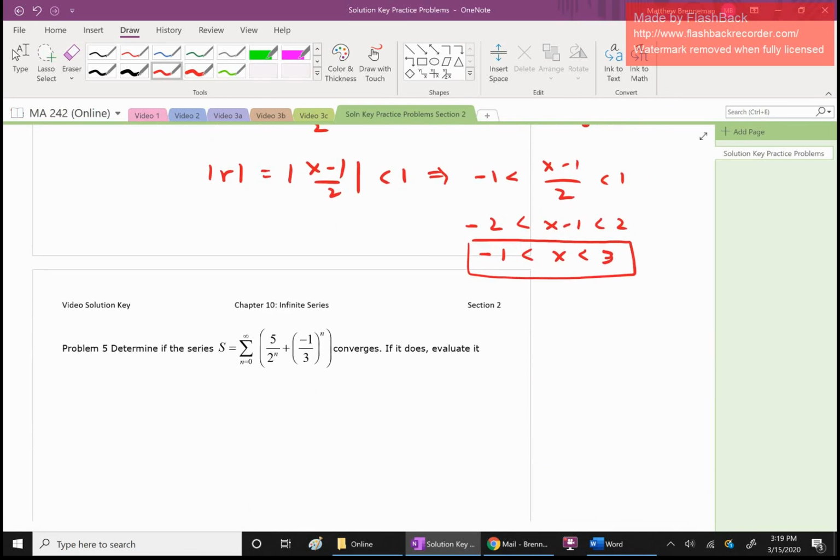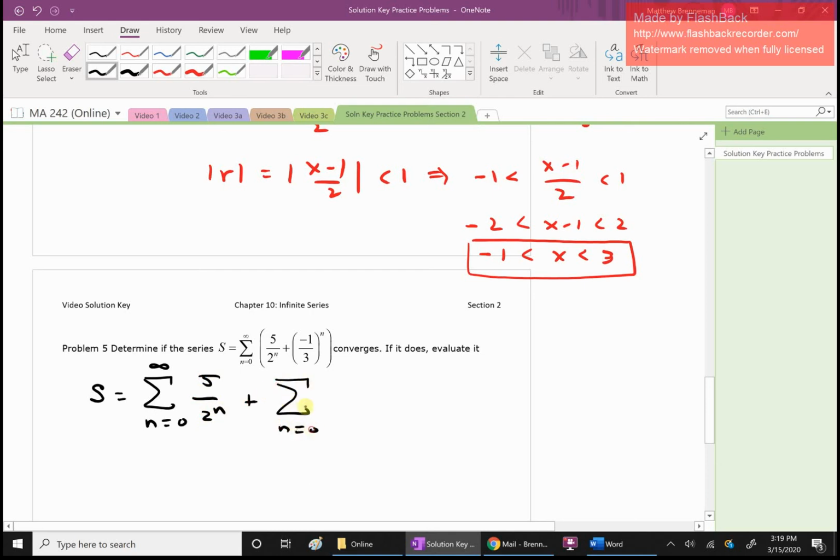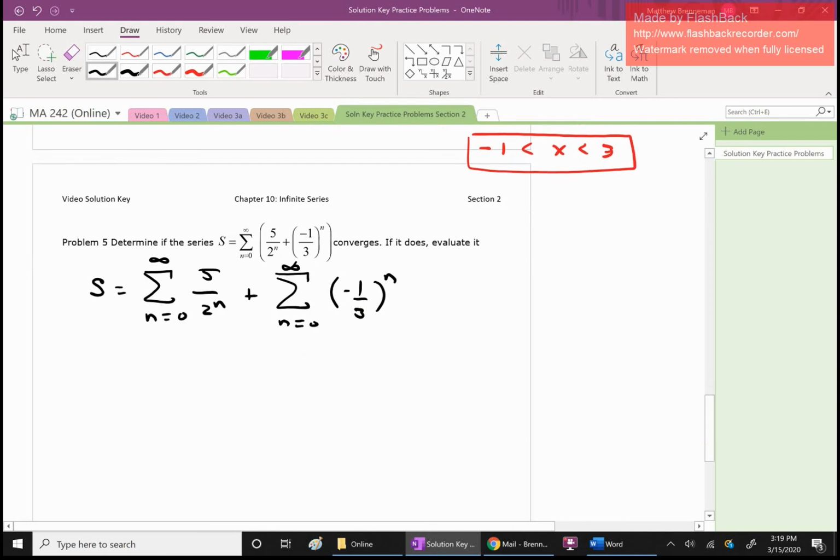Okay, so we look at this and I realize that I can split this apart into 2 separate infinite series, okay? So let's split this apart. Let's write S as, so I'm just splitting this apart. Okay. And I'm going to call this S1. And I'm going to call this S2.